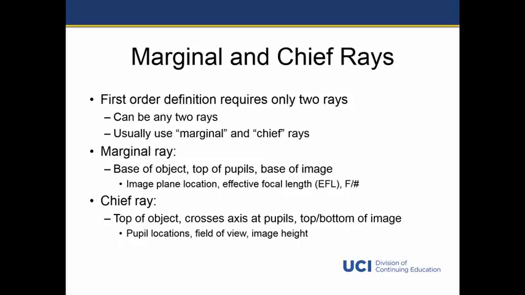The other special ray is referred to as a chief ray. And the chief ray comes from the top of the object, the edge of your field. For a lot of what we're doing now, we're going to have simply an on-axis point source as our object. But the chief ray comes from the top of the object. It will cross the optical axis at all pupil locations. And it will be at the top or the bottom of all image locations.